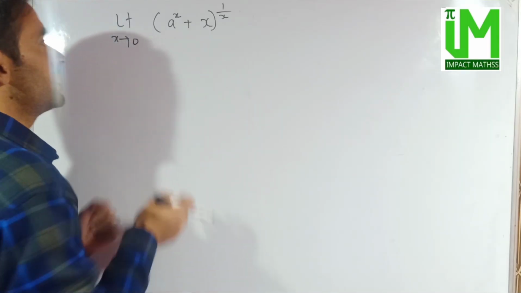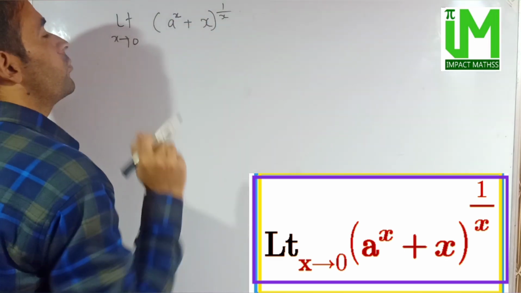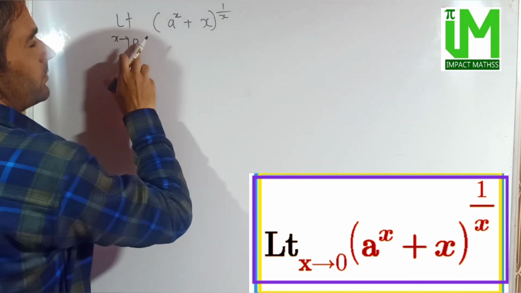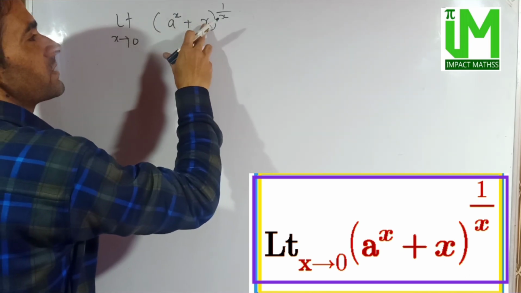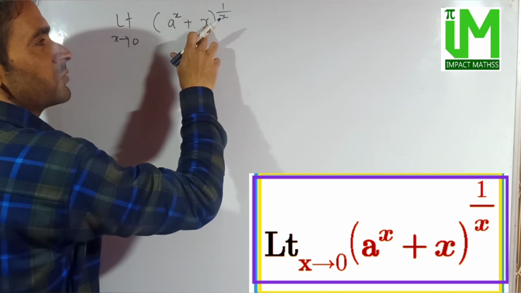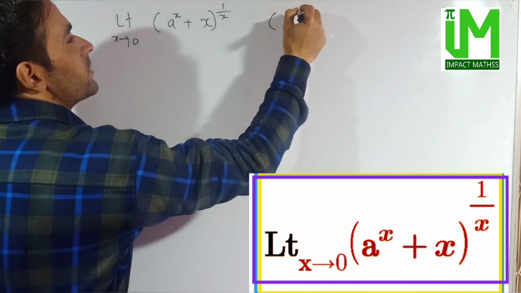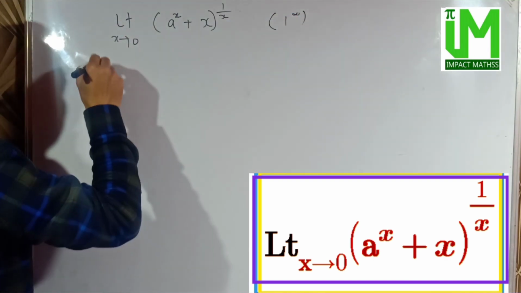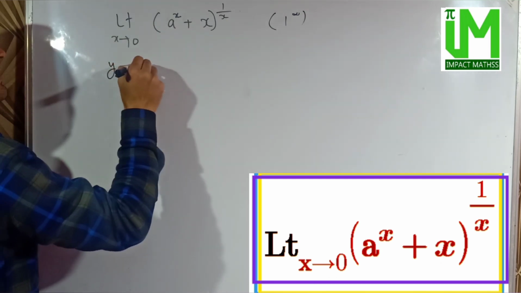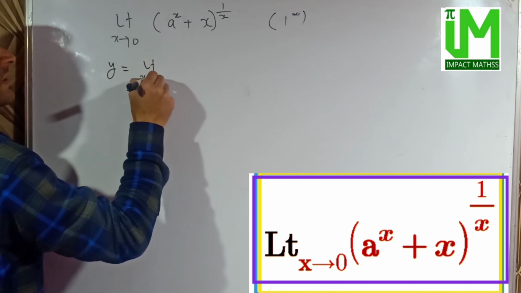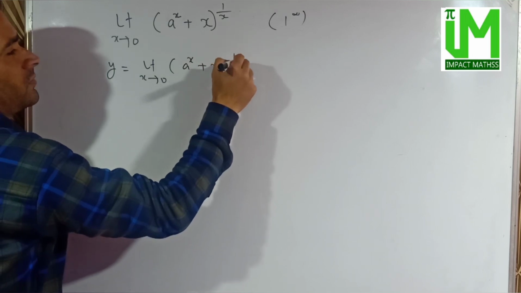Now the last example is limit x tends to 0 of (a raised to the power x plus x) raised to the power 1 by x. So when x approaches 0, it will be a raised to the power 0, which is 1, plus x approaches 0, so it will be 1 plus 0, and 1 by 0 is infinity, so it is 1 raised to the power infinity type. Now we can again write, let y be the limiting value, so y is equal to limit x approaches 0 of (a raised to the power x plus x) raised to the power 1 by x.